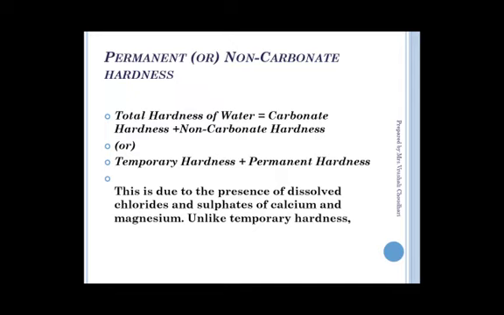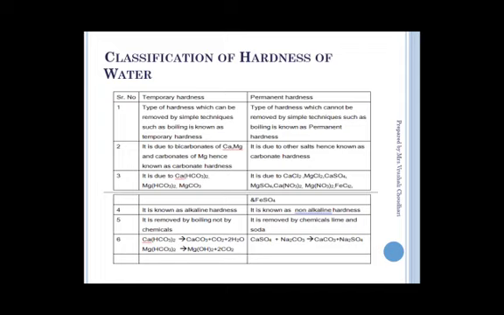It is due to the presence of dissolved chlorides and sulfates of calcium and magnesium. Difference between temporary hardness and permanent hardness. Temporary hardness: the dissolved salt which can be removed by simple techniques like boiling is called temporary hardness. Permanent hardness: the hardness that is not removed by easy techniques is called permanent hardness.